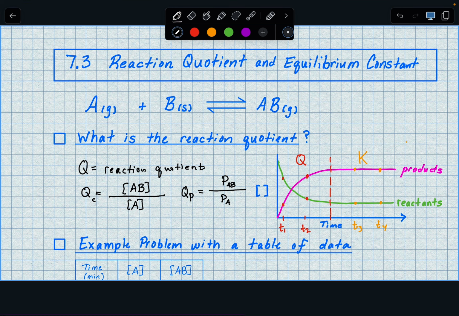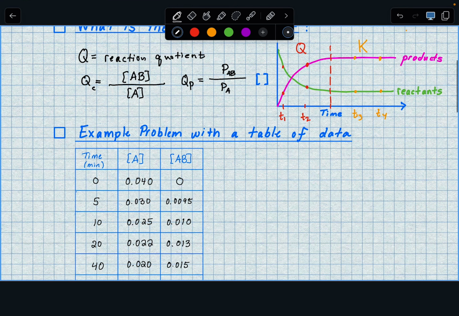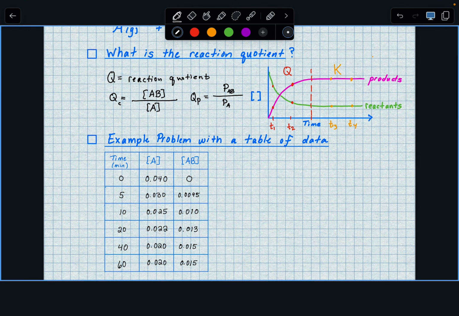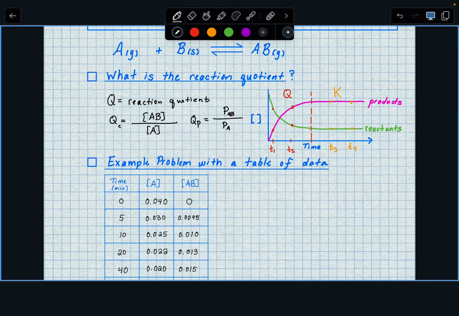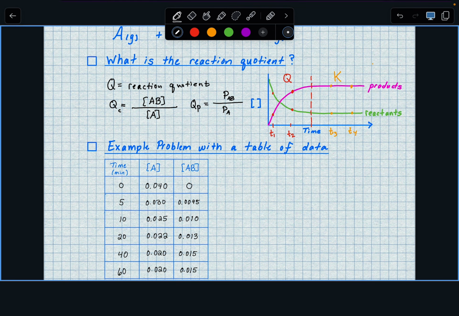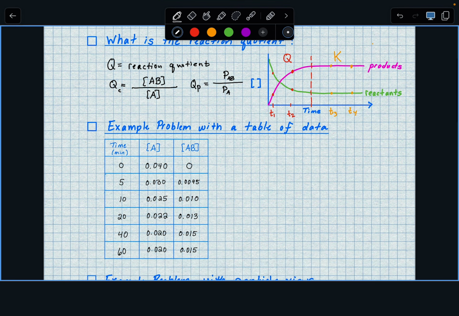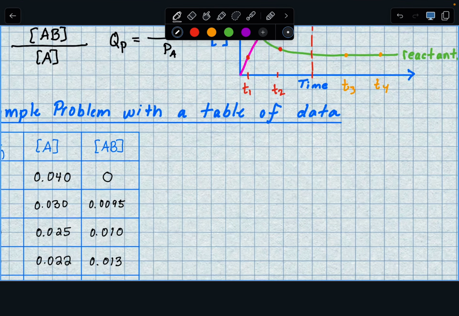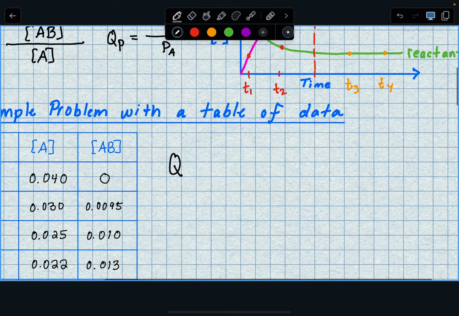So why don't I keep going to what this would look like in a data table? But that would be what the reaction quotient is, and you calculate it the same way as a K. The only difference is we are not at equilibrium, so it's not the equilibrium constant. But it's calculated pretty much the same way. So let's take a look at this data table, and I'm going to use the same reaction I have above, A plus B giving me AB. If I wanted to write the Q and the K again, I'll do the same thing. Just going to put them right here.